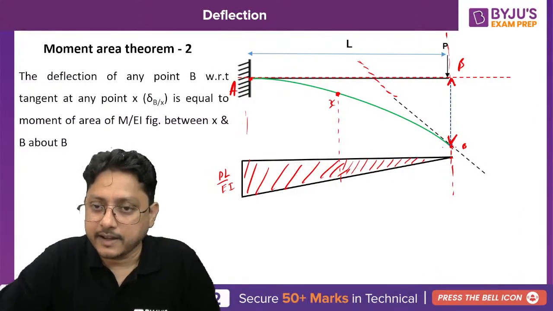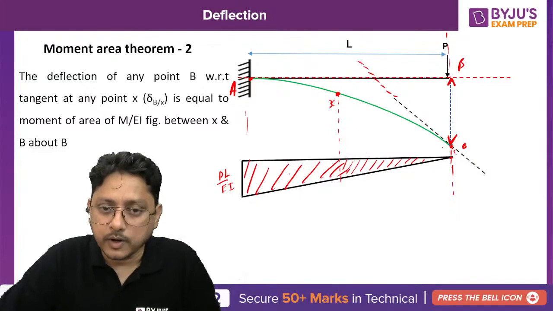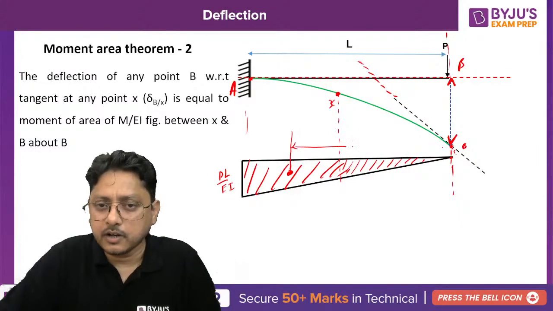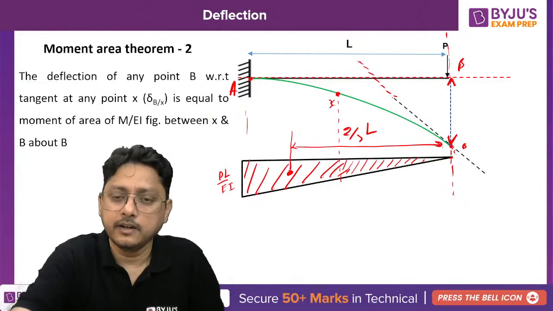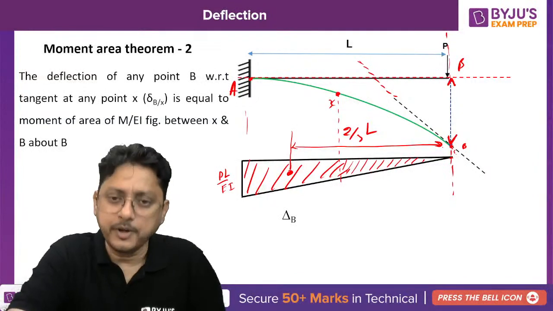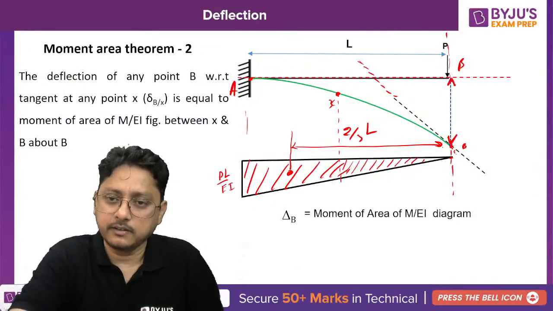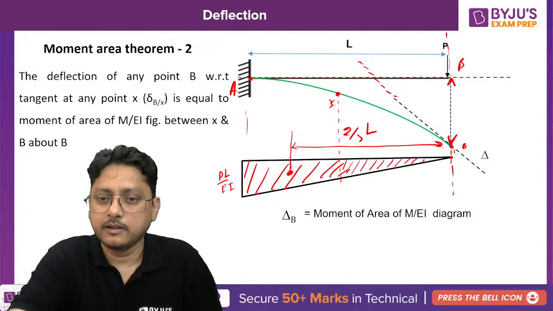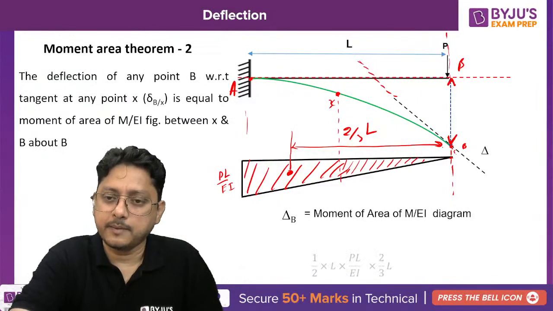Right? So I'm standing at B, taking the moment. So there must be some centroid position of this area, that is 2 by 3 of L from here, just to calculate the moment of this area, and you will get the deflection at B. Moment of area of the M by EI diagram.